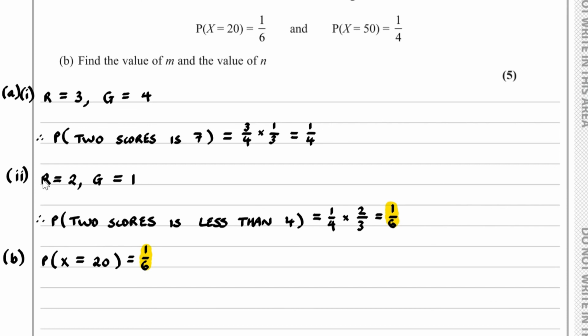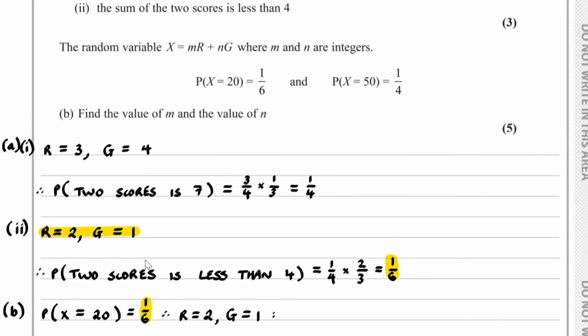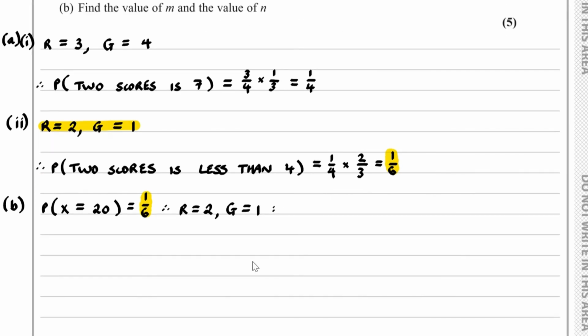this will imply that R is 2 and G is 1. And if I substitute that in to here, we've got X, which is 20, R is 2 and G is 1. So forming an equation in that case, we see that 20 equals 2m plus n. And we've also got the probability that X is equal to 50, equaling 1/4.